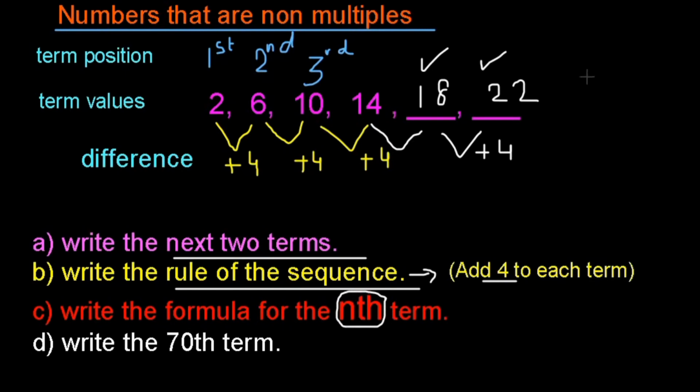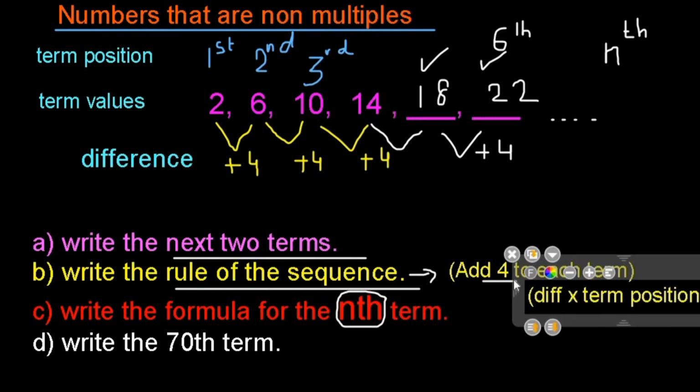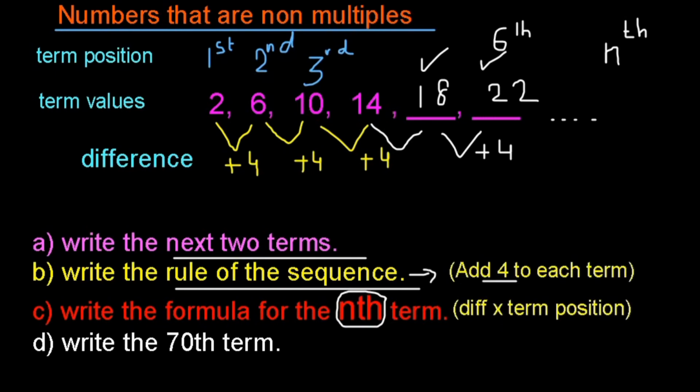Now let's come on to the nth term. The nth term means any term I want to find over here. For example, the 6th term is 22, and so on. And if I want to find the nth term, which means any term, it can be the 100th term, the 500th term, 1000th term, any term, I'm going to use a formula that is difference multiplied by the term position. Now, what is the difference over here? The difference over here is 4.